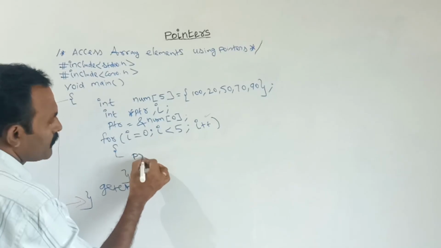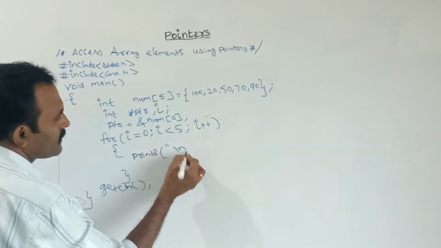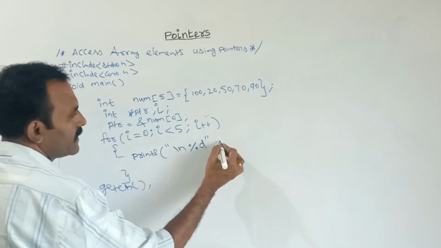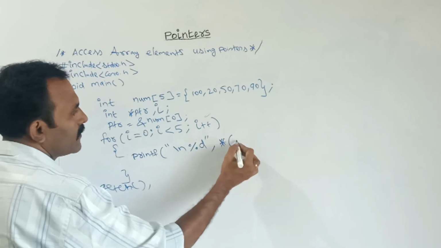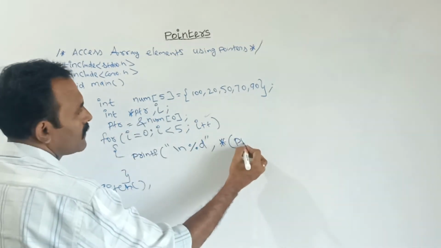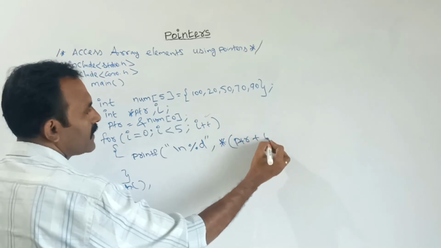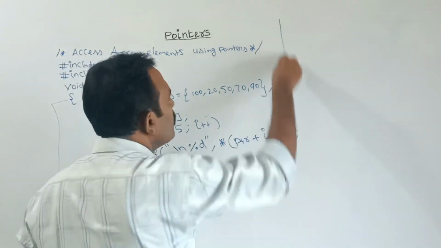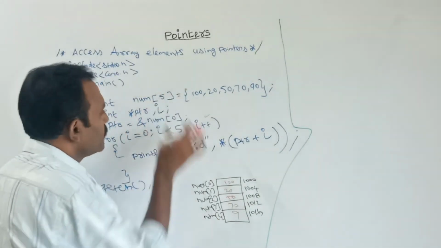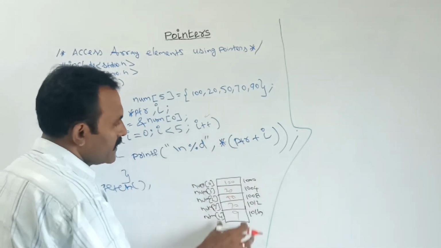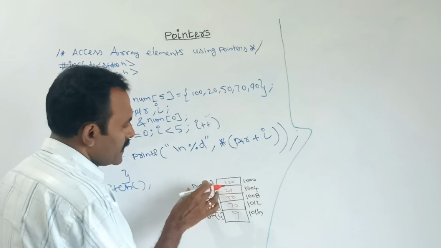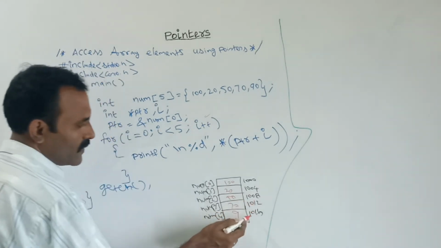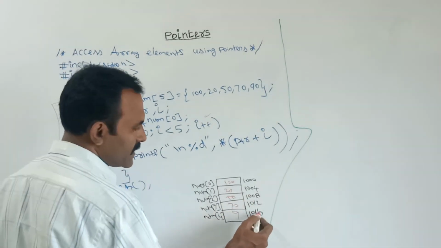printf, \n, percentage d, comma, the value at this pointer variable name PTR plus I, I am giving the I. Here in the output, the memory was allocated for this NUM at runtime. Each and every subscript has an address. NUM at 0th position is 1000. Next 1004, 1008, 1012, up to the last location, which has the address 1016.